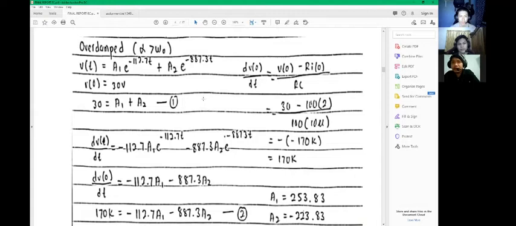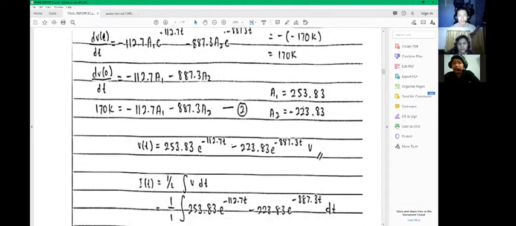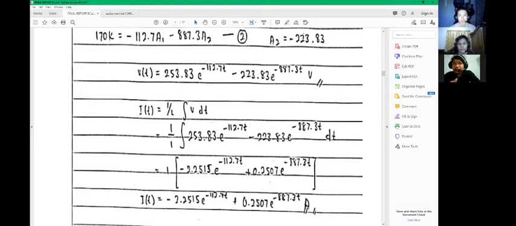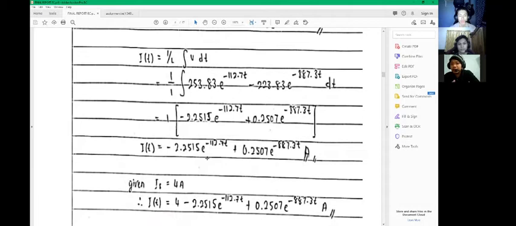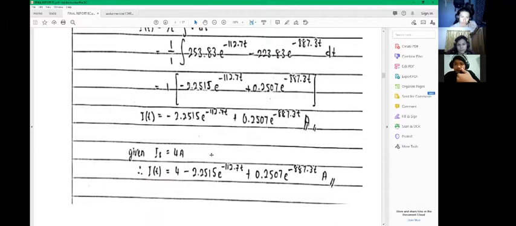After this, we should find A1 and A2 to complete the v(t). After we finish finding the values of A1 and A2, we can find the i(t), which uses the formula 1 over L integral of v(t) dt, and then we will get i(t). But given i_s is 4 A, we put it also inside our i(t) equation.